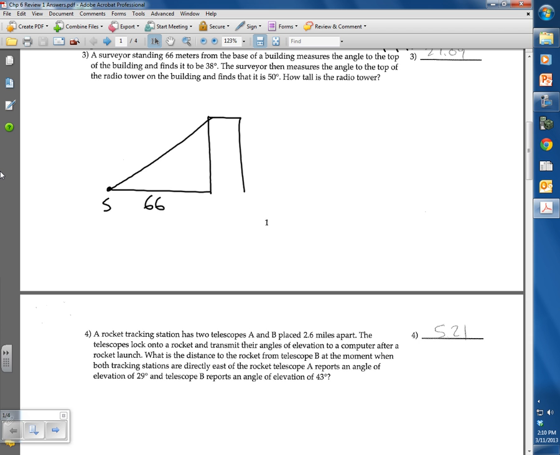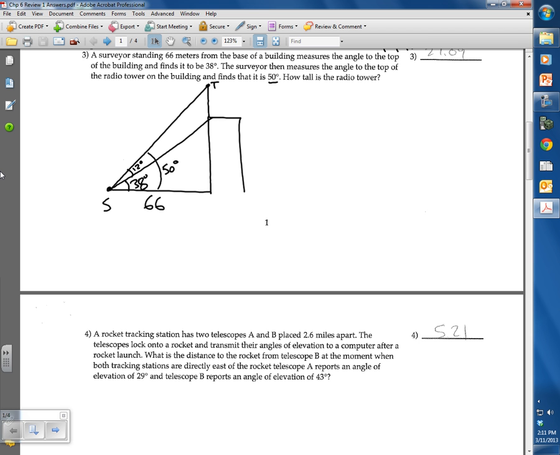The surveyor measures the angle to the top of the building and finds it to be 38 degrees. We're looking at the top of the building. He's standing on the ground and looking up. So that angle in there, we find that to be 38 degrees. The surveyor then measures the angle to the top of the radio tower on top of the building. So going straight up, here's our tower. Point T up there. From our surveyor to the top of the tower, that's going to be a total of 50 degrees, which makes this angle in here 12 with subtraction, 50 minus the 38.